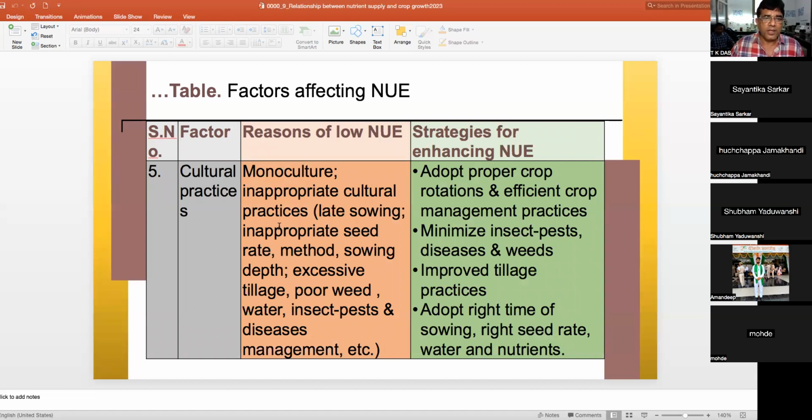Your monoculture, inappropriate cultural practices, late sowing, inappropriate seed rate. Your seed rate is too low or too high, it will affect the response to nutrients. Method of sowing, depth of sowing. For example, you apply same dose of fertilizer to two wheat crops. One is broadcast sown, other is line sown. Same input, everything is same, but you will get more response if your line sown crop is there. So method of planting or sowing, weed management is also important, insect pest disease management.